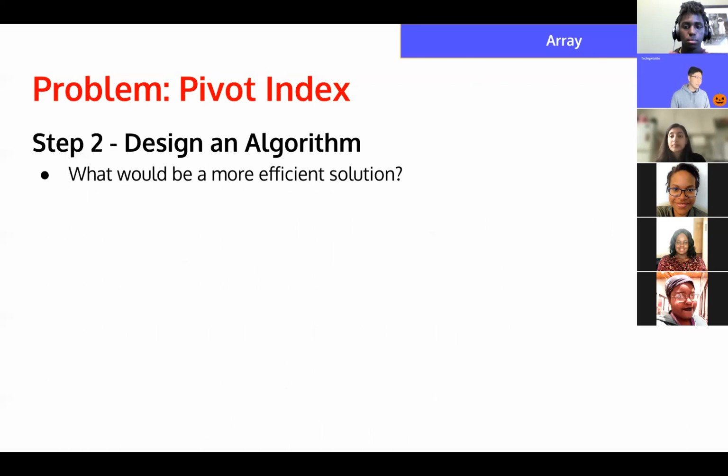Now I'd like to ask you guys, what would be a more efficient solution here? And by more efficient, we mean what kind of solution would be able to run faster than O of n squared? Any ideas, clues, thoughts?